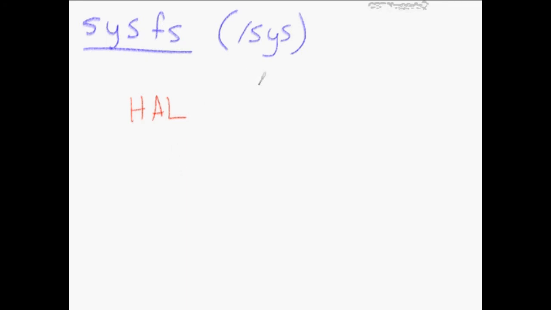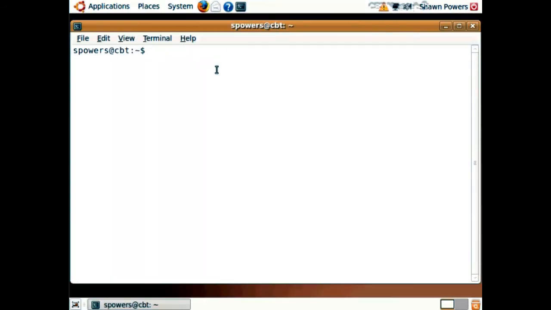So again, the Sys directory, the sysfs, is where HAL, the hardware abstraction layer, keeps all the information on the stuff that's connected to the system. So that's where it keeps its database of everything connected. Let's look at that right now. So here we are. This is my Ubuntu system. We're going to start a terminal, and we're going to go to the Sys directory. Again, this is the Sys file system.